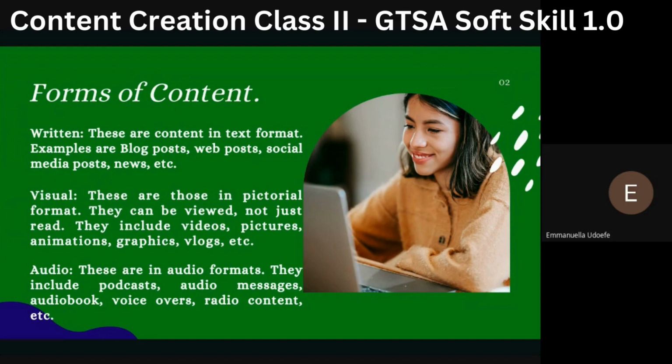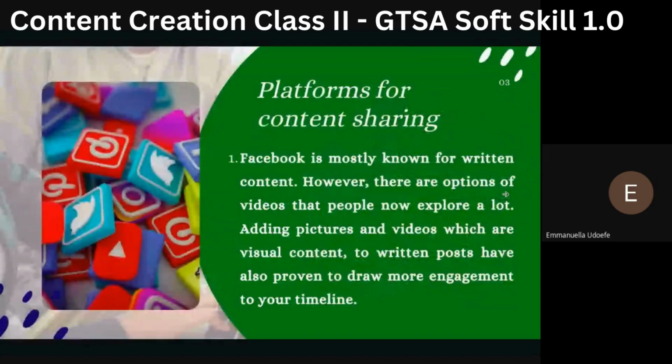Next slide, please. So these forms of content, on what platforms can you use them? I know that over the discussion that we have been having since Tuesday, I've mentioned some examples already. And from the assignment that you did, I know that you have an overview of what exactly I'm talking about when I'm saying platforms for sharing content. So the first one is Facebook.